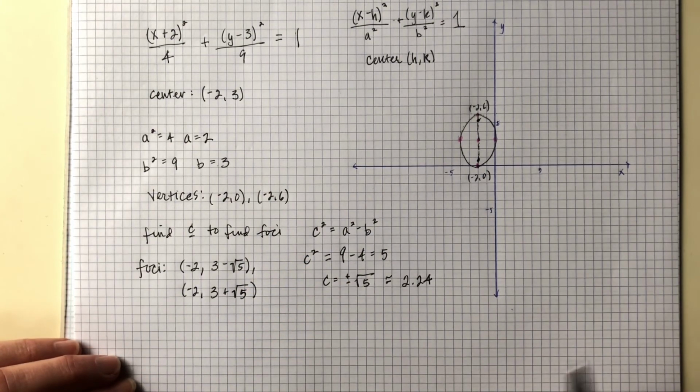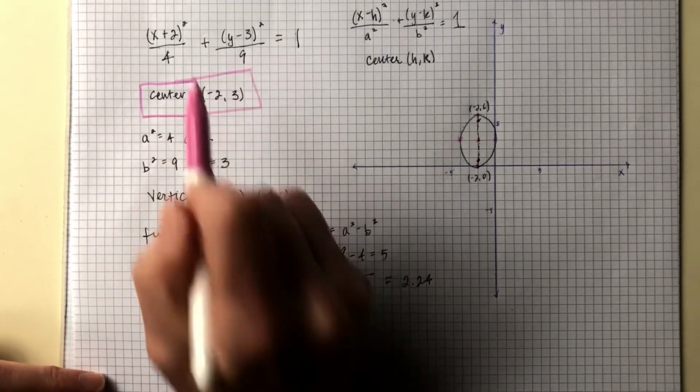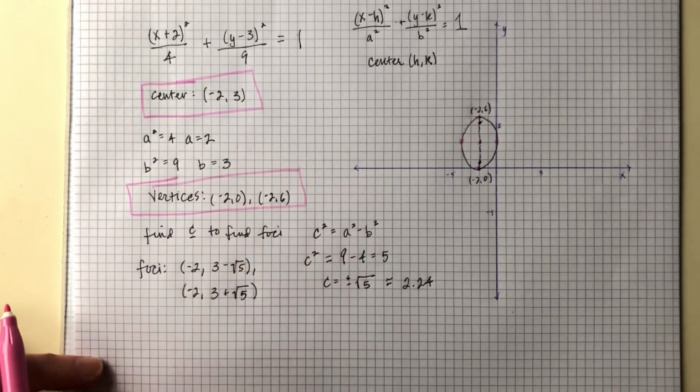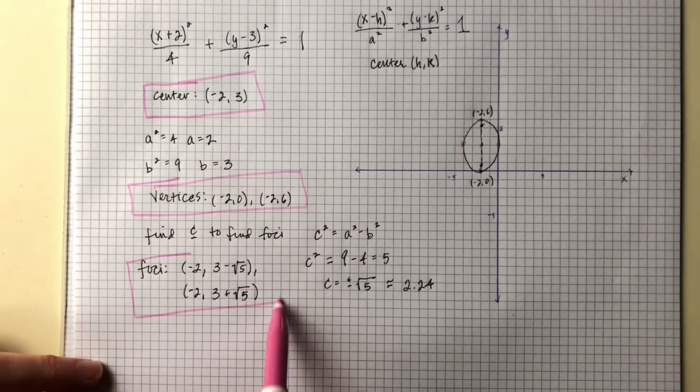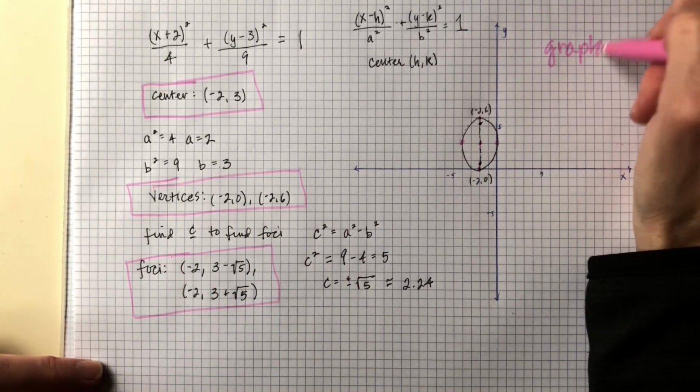And so those are the major things you need to know about plotting an ellipse. And just to review, you want to make sure you plot the center and list that, plot the vertices and list those, and plot the foci and list those. And of course, make your graph.